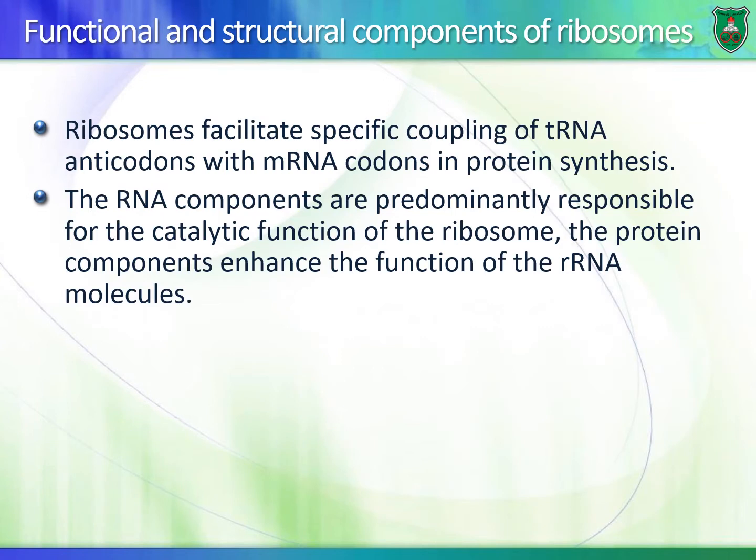So again, there are the large ribosomal subunit and the small ribosomal subunit, and what happens is that they're connected to each other, and they can be connected to the messenger RNA as well as the transfer RNA, and that's how messenger RNA is read.